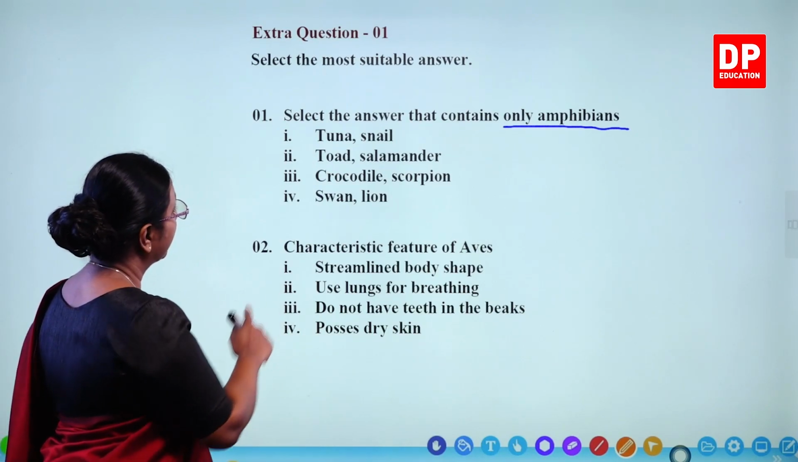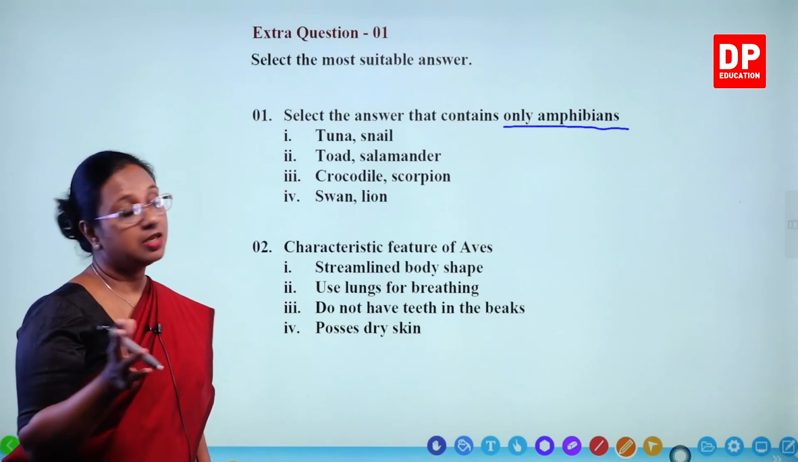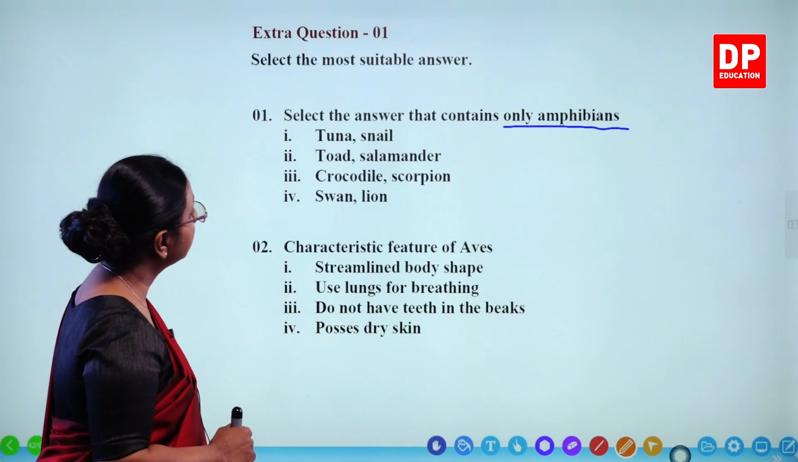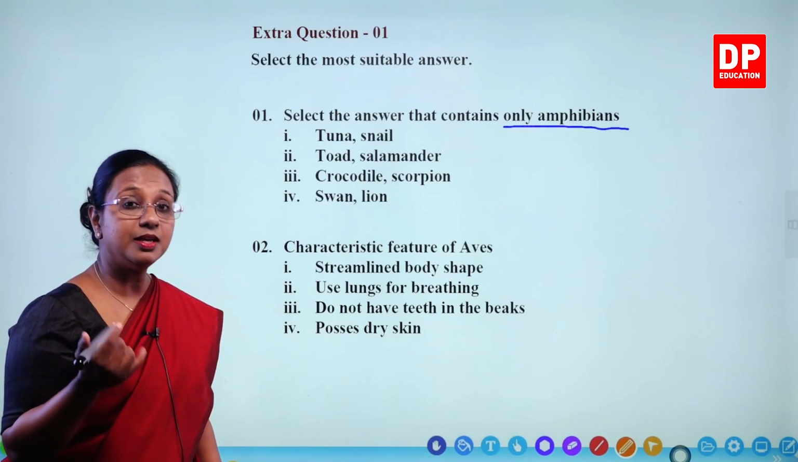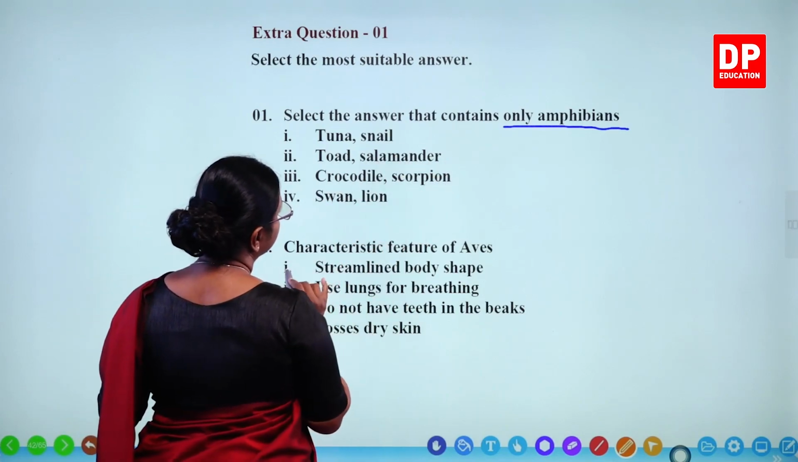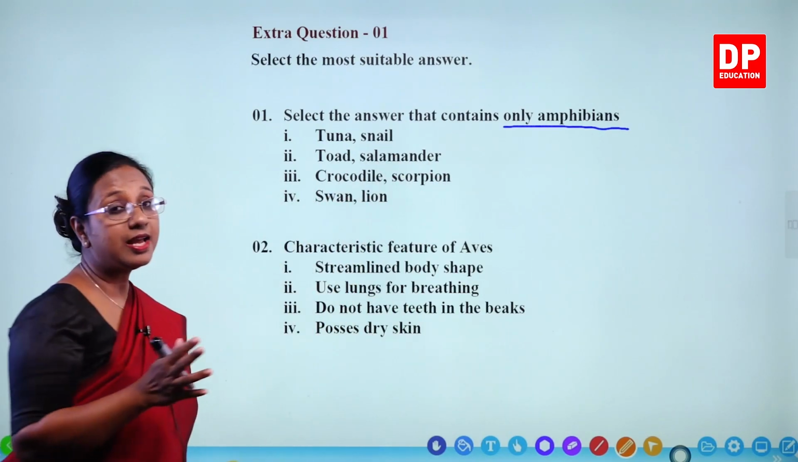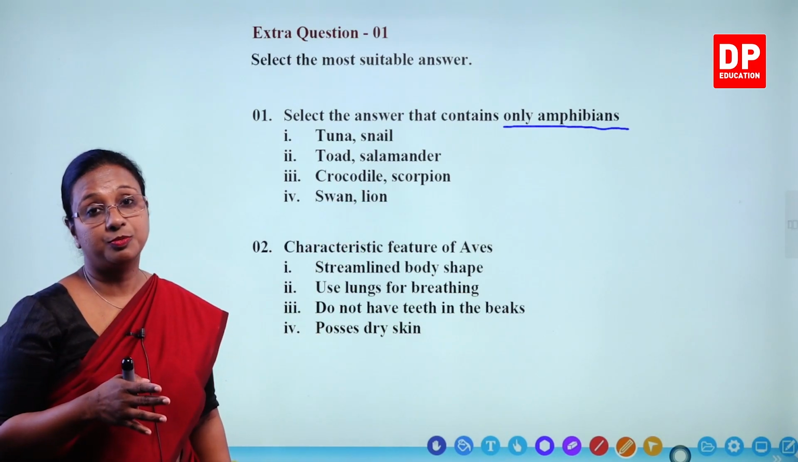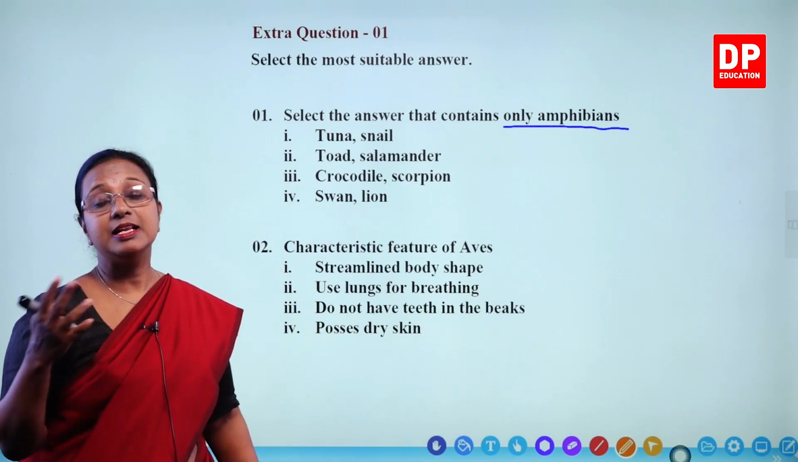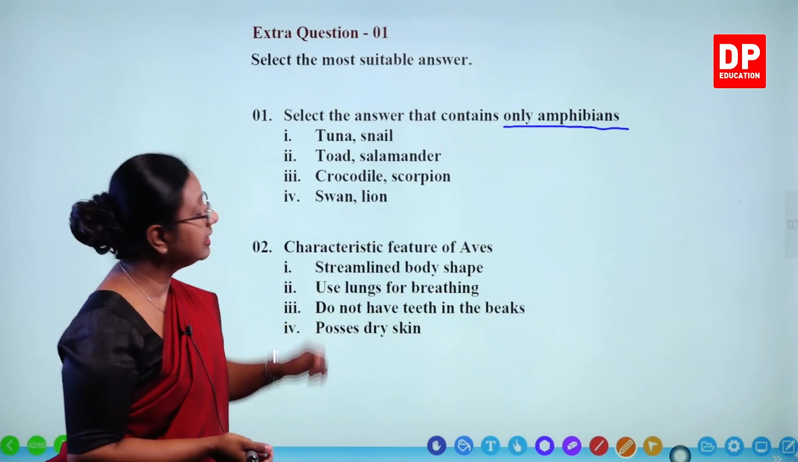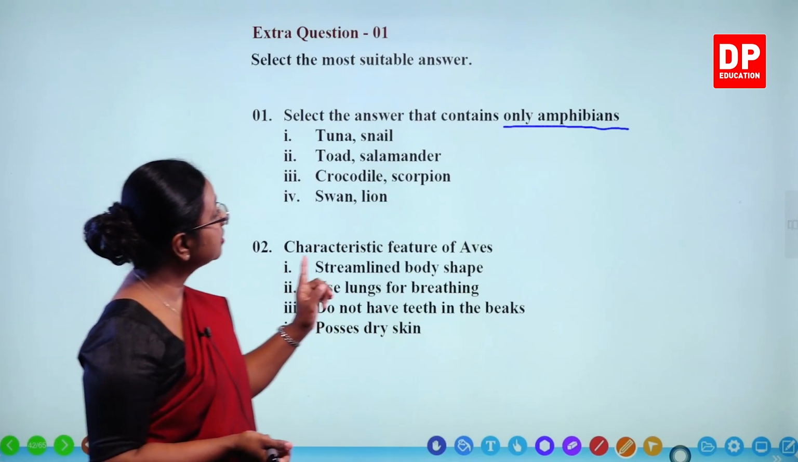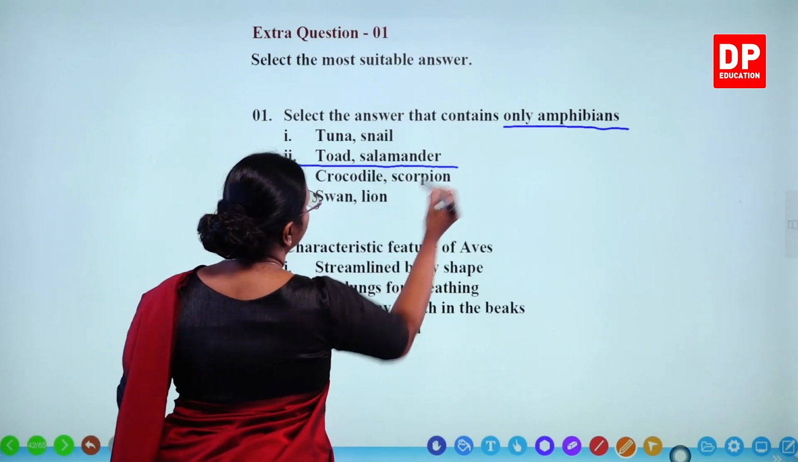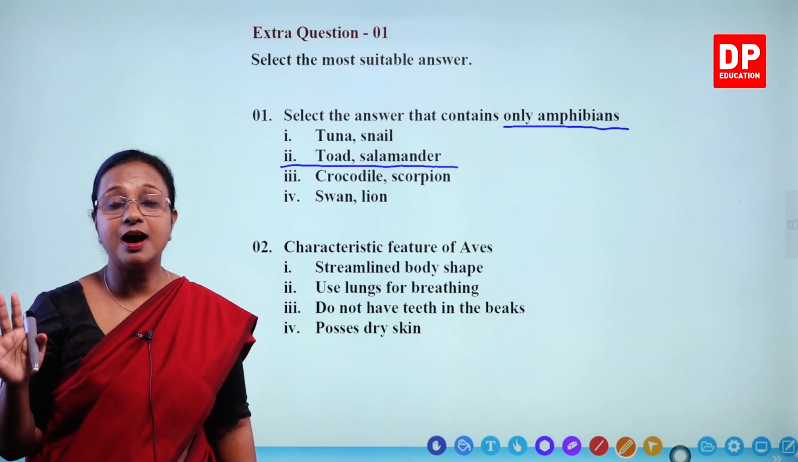So, we look at the first one. Tuna, it's a fish. Snail is a mollusk. So, no. Then toad is an amphibian. Salamander is also an amphibian. So, both these are correct. What about the crocodile? Crocodile is a reptile. Scorpion, what is a scorpion? It is an arthropod. Swan, again it's aves or bird. And lion is a mammal. So, here what is the question? Contains only amphibian. So, it has to be toad and salamander. Toad and salamander are amphibians.